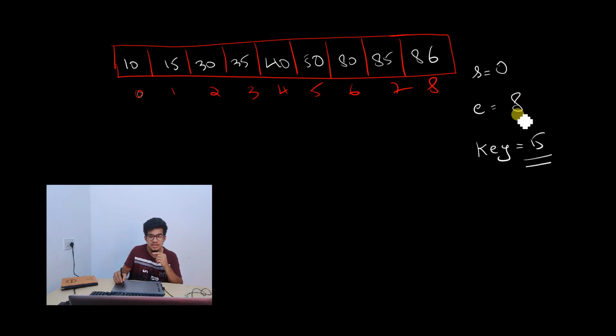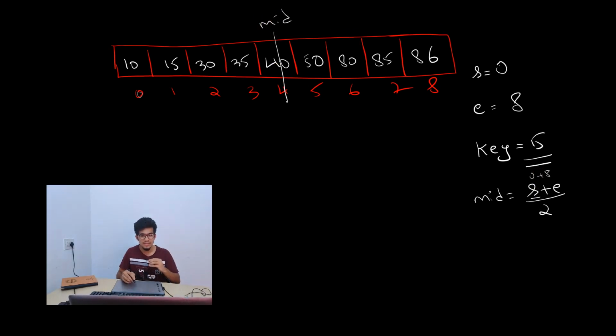What is 0 plus 8? If you want to find the middle element, the formula is starting plus end divided by 2, right? This is how to find the mid element. So starting is 0. 0 plus 8 by 2 is 4, which means 4 is our mid now, right? 4 is our middle element. Now I have to check whether this key 15 is equal to the middle element. That's the best case. Is it equal to mid? No. 15 is not equal to mid, right?